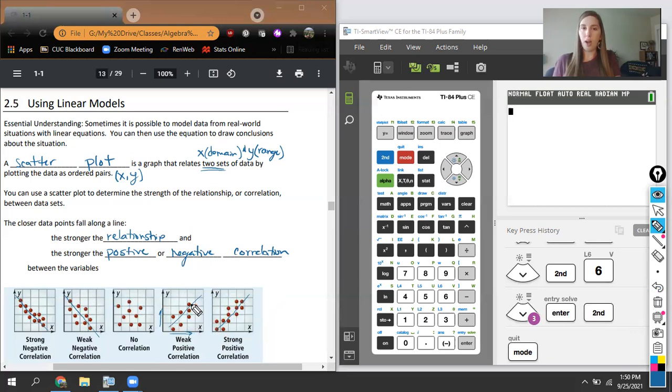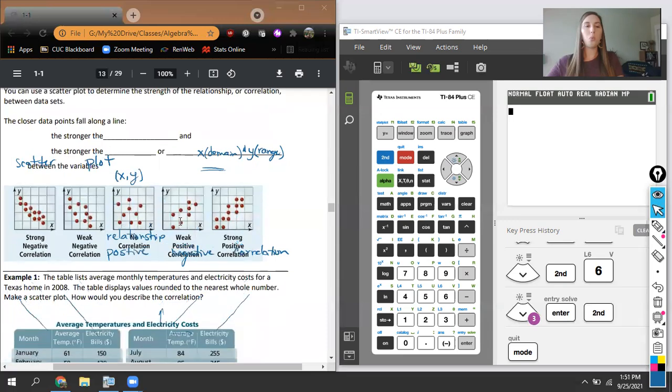Now, looking at the graph, you can verify just by kind of guessing about the spread of the points, but there's actually a number that is going to tell us this information as well, and that's called your R value. So we will be finding that with our calculator later on.